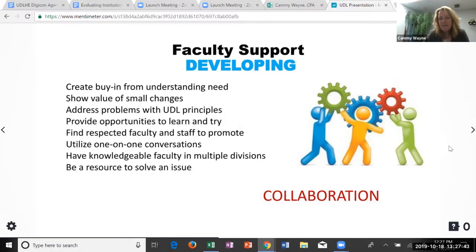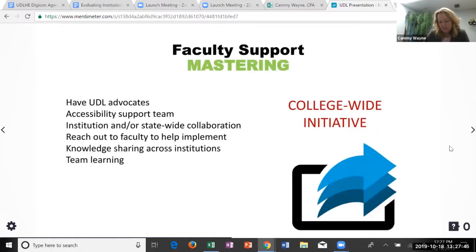And then finally, at that mastering level for faculty support, once we're here, these colleges and this faculty need to become advocates for the program. Maybe this is a college-wide initiative and we need to focus on team learning and knowledge sharing. This might mean across multiple institutions because we want to make sure we continue to share and grow. I talked to some colleges who actually have statewide communities of practice so they can get ideas from other colleges of what they're doing and the impact that it's having.